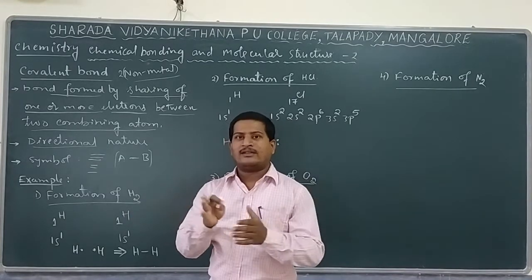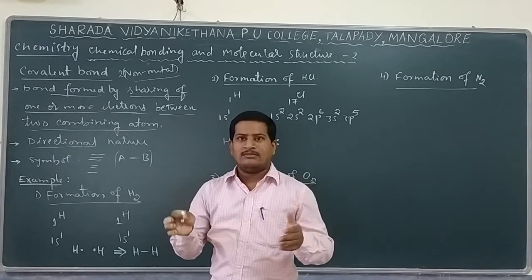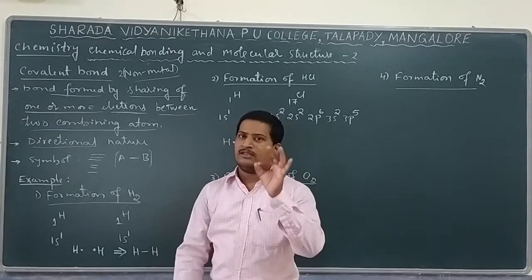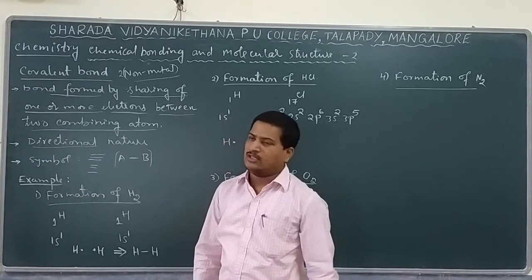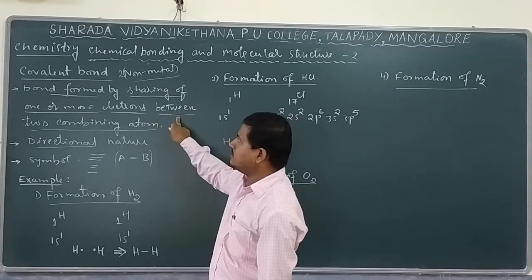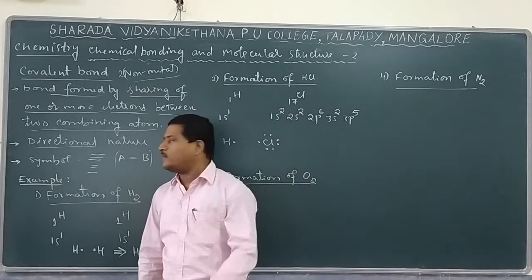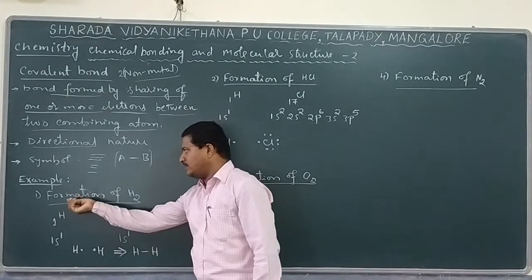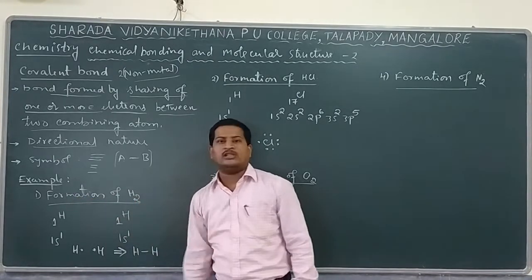This is the definition or meaning of a covalent bond: sharing of electrons between two atoms, thereby a covalent bond formation takes place. Either one electron or more than one electron, thereby bond formation taking place, is nothing but a covalent bond. Now let us go with an example: the formation of the H2 molecule.